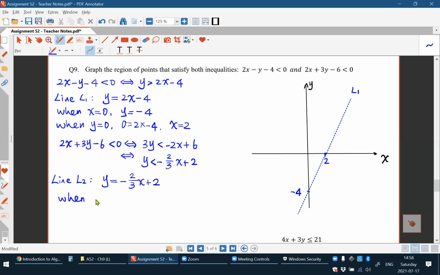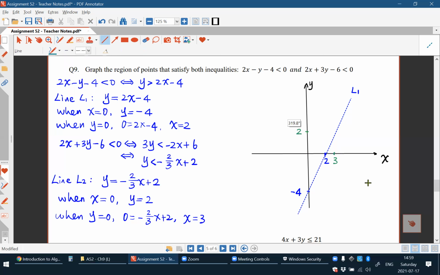Again, we need to find this line on the Cartesian plane by finding its x and y intercepts. First of all, when x is 0, y is of course 2, right? Next, y is 0. That means 0 equals minus 2 over 3 x plus 2. We can easily solve that x should be 3, right? Now we know the second line passes 2 points. One point is (0, 2), about here, okay? And the other point is (3, 0), about here. So this must be the second line. The second line is L2.